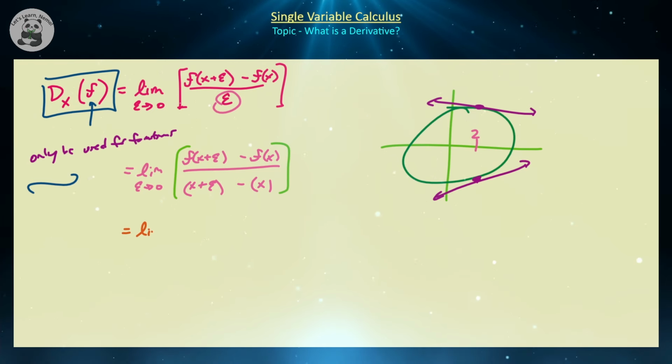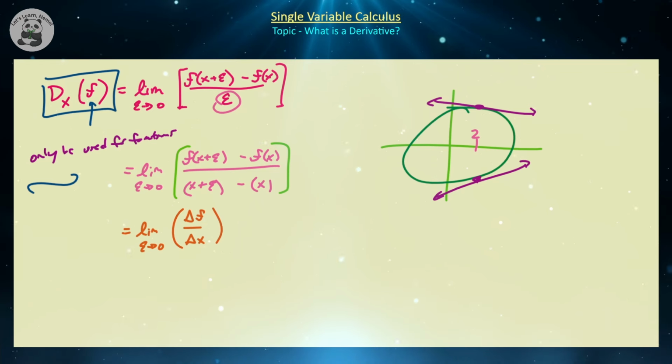So we can actually look at this from the incremental perspective and say that that is just a change in f divided by a change in x. Obviously, delta f and delta x would just be finite changes, but we actually want to look at infinitesimal changes, i.e. when epsilon goes to 0.